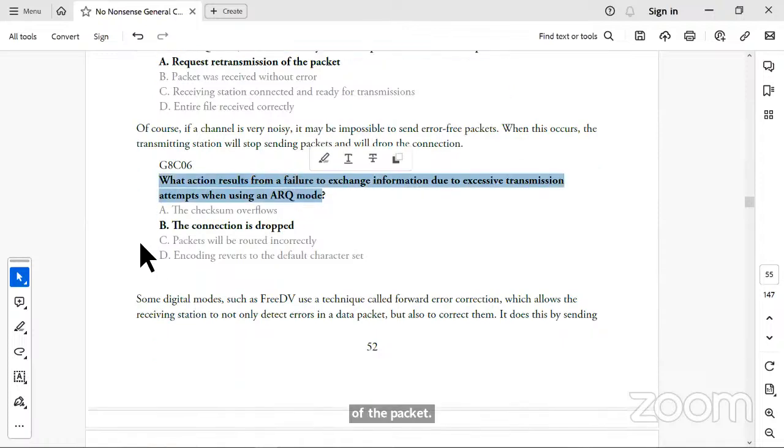What action results from a failure to exchange information due to excessive transmission attempts when an ARQ mode is used? All right. So we say if that occurs, the connection is dropped.